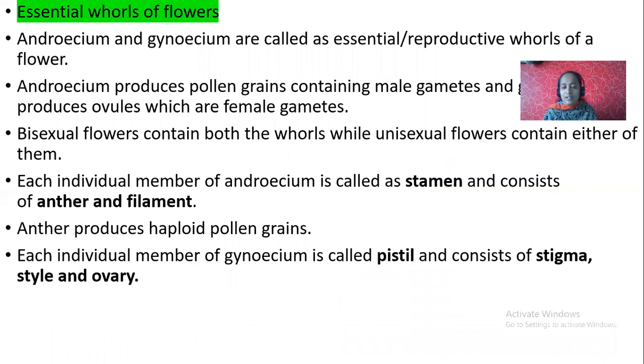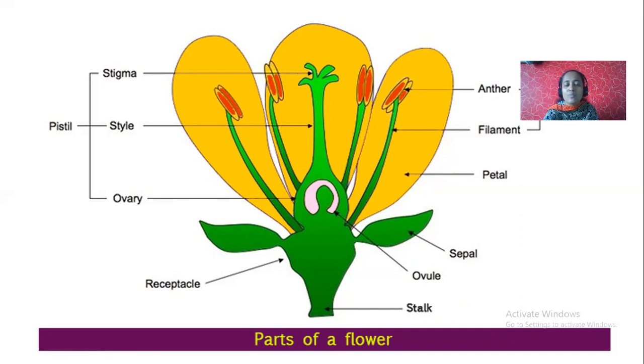Next, now let's discuss the female reproductive part in a flower. Each individual member of gynoecium is called pistil. Pistil consists of stigma, style, and ovary. This is pistil. So the pistil possesses three parts: stigma, style, and this is ovary. At the base, you can see ovary. Above the ovary, there is a style which connects ovary to the stigma.